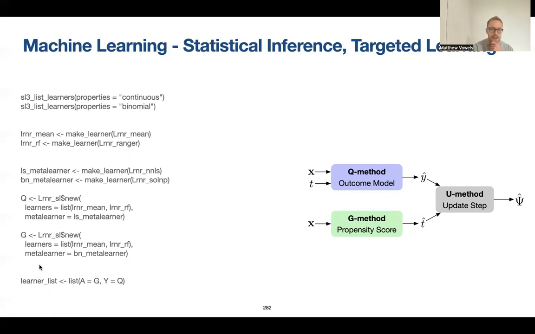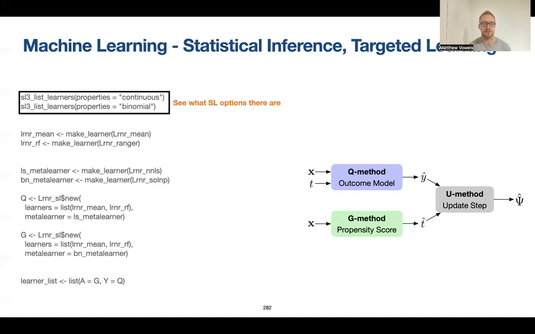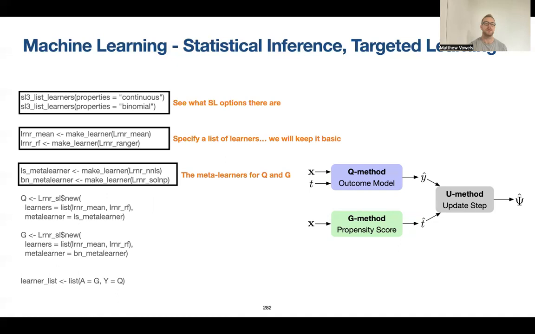Then we're going to bring it all together with this learner list. A, the treatment, the propensity score model, is equal to G, which we specified, and then the outcome Y is going to be modeled by Q. So here are all of the steps, just to review.